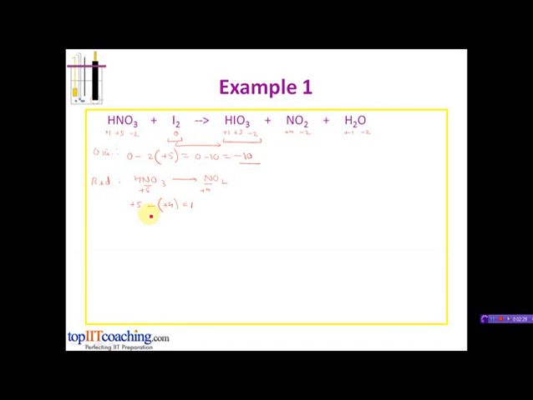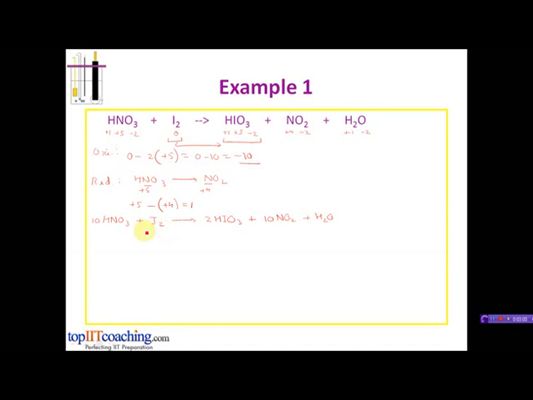Now for balancing the change in the oxidation state, we are going to multiply the reduction half with 10 and the oxidation half with 1. So we'll get the equation 10 HNO3 plus I2 gives 2 HIO3 plus 10 NO2 plus H2O. Now the elements other than hydrogen and oxygen involved in this reaction are nitrogen and iodine.